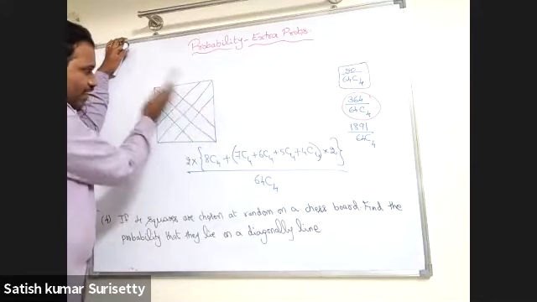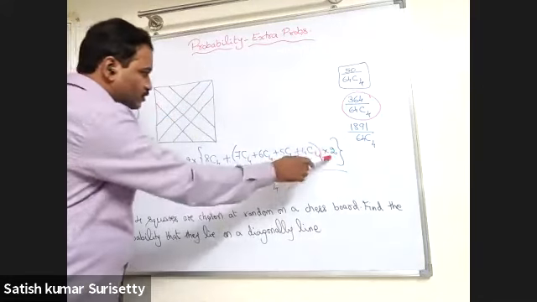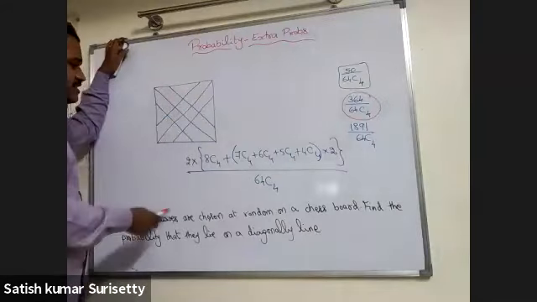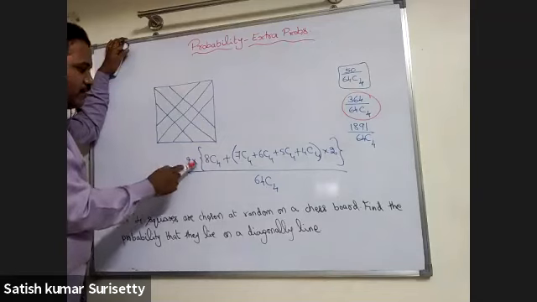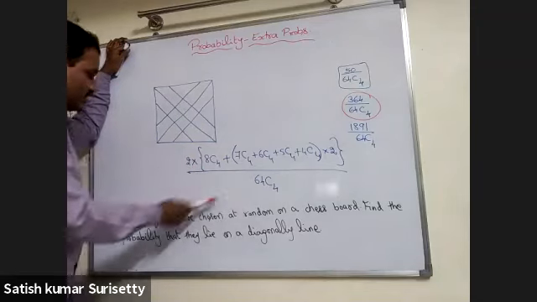Now below and above, it is the same. That's why into 2. Now again to the opposite side, again entirely we multiplied by 2, upon 64c4.